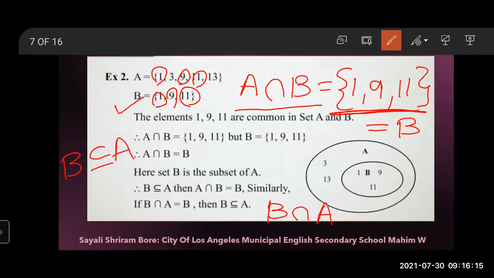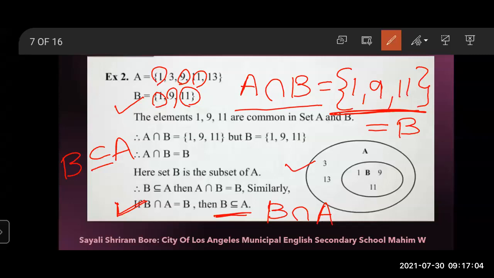This is one of the properties: if the intersection is equal to one of the sets, then we can say that particular set is a subset of the other set. So here we are using the intersection of the two sets and the subset of the two sets, and at the same time we are drawing the Venn diagram also. B is the subset of A, so B will be the smaller set, whereas the bigger set is A. This is how you can draw the Venn diagram.